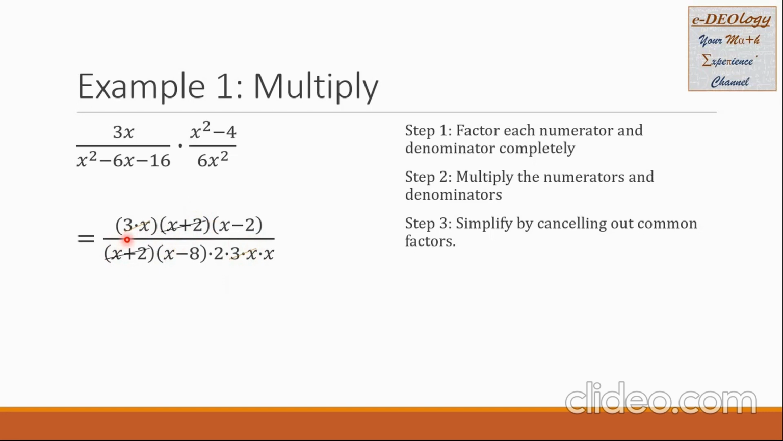You see here, the 3 times x is cancelled with this. And the x plus 2 is also cancelled in both the numerator and in the denominator. And then we will just copy the remaining factors. In the numerator, the x minus 2 will come down here. In the denominator, the number 2 is here, followed by the x and the binomial x minus 8. So this is our final answer.